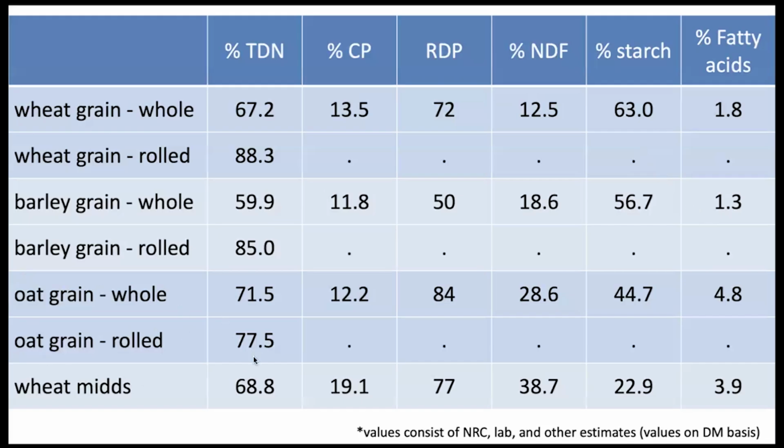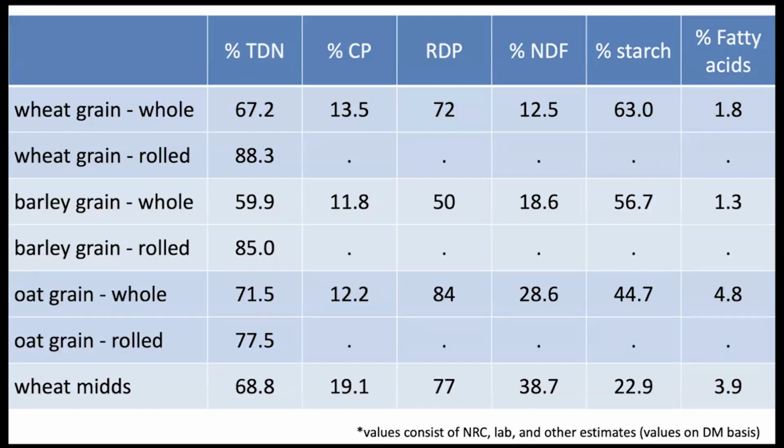When we look at oats, so whole oats about 71.5%, rolled oats about 77.5% TDN. So that was what I was talking about. When we look at the price of oats per ton, they're going to be more expensive than corn. When we look at the energy value, corn's going to give us a whole lot more energy than we do oats. So it just doesn't make sense to use oats in most cattle diets.